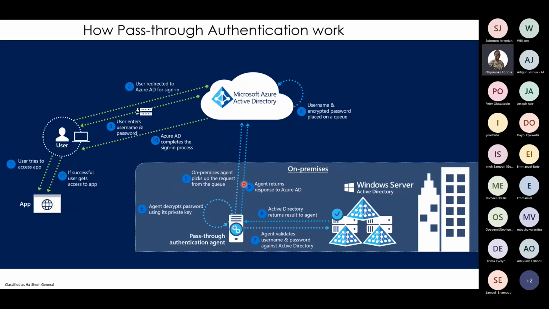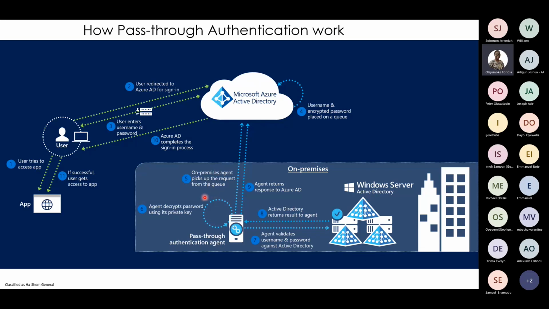Now, how that works is that a user tries to access an application here. When that user tries to access an application, they are redirected to Azure AD for signing in. When Azure AD receives it, it comes back asking for the user password. The user name and password are encrypted here and stay in the queue. So this is your on-premise environment, which is your Windows Server environment. There is an agent here sitting on your pass-through authentication server, which is actually your AD Connect. There is also an agent on your domain controller.